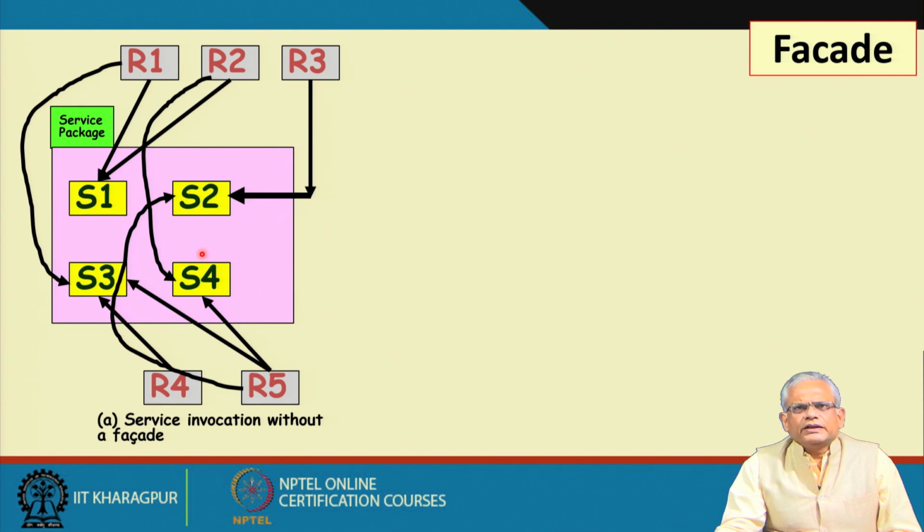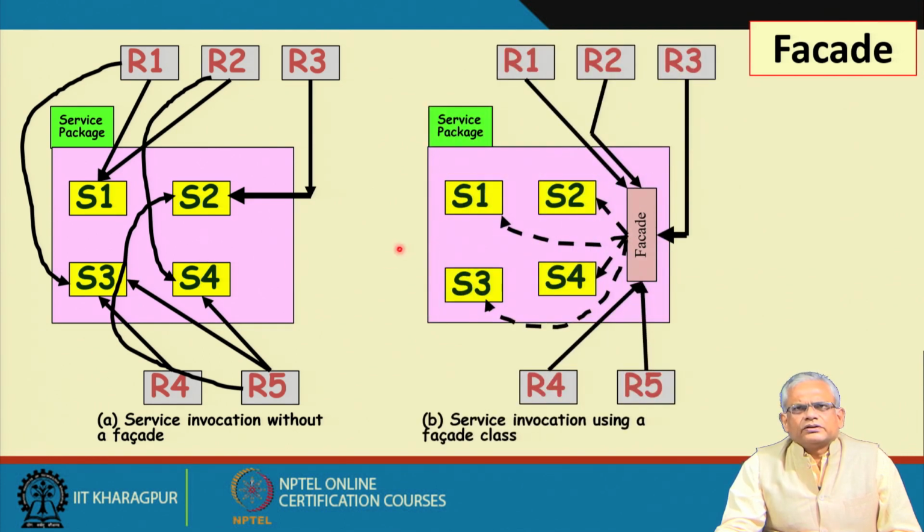But the solution provided by this pattern is that we should have a Facade class, we should create a synthetic or artificial class, the name of the class is Facade, and then all the external client classes should invoke the services of the various classes inside the service package by requesting the Facade class. When they make a request to the Facade class, it internally invokes the methods of the various server classes as required.